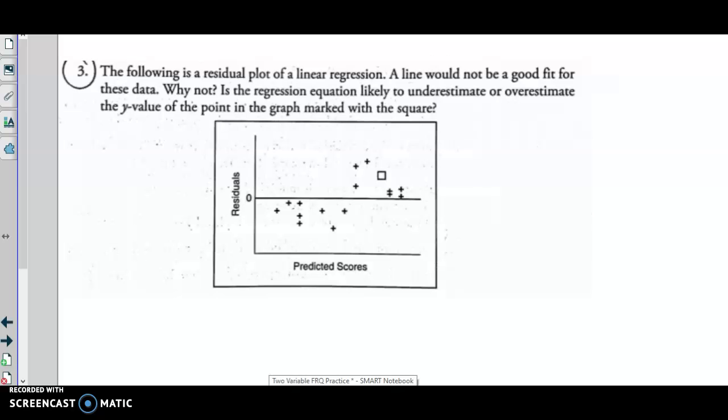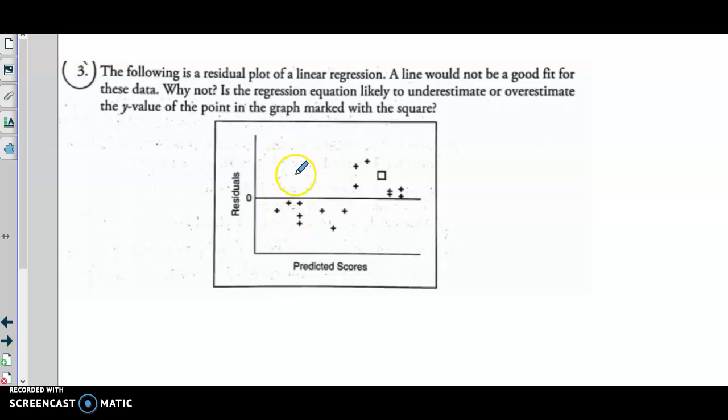All right, the second FRQ, number 3: the following is a residual plot of a linear regression. A line would not be a good fit for these data. Why not? Is the regression equation likely to underestimate or overestimate the y value of the point marked with a square? So let's talk about why it's not a good fit. The biggest reason it's not a good fit is there's no equal spread on either side as you go across from left to right. So I look at these x values.